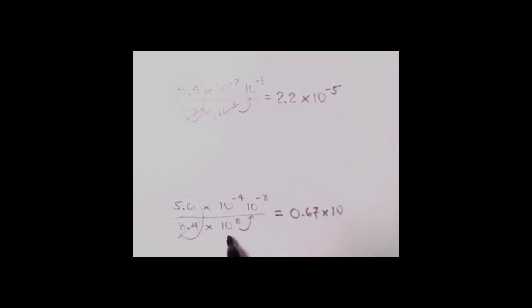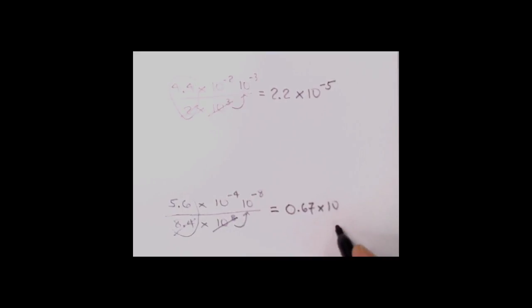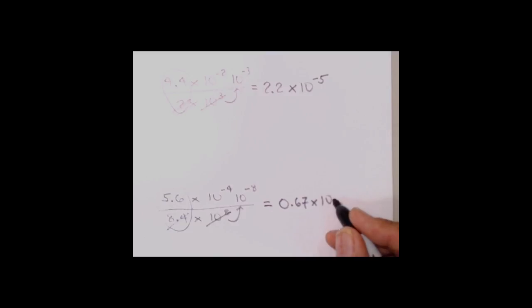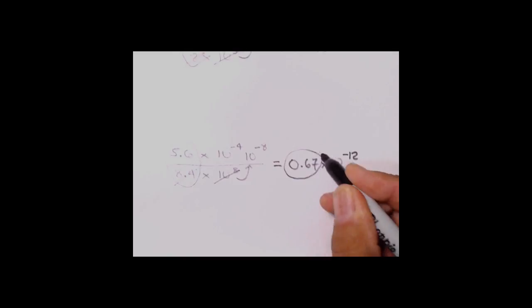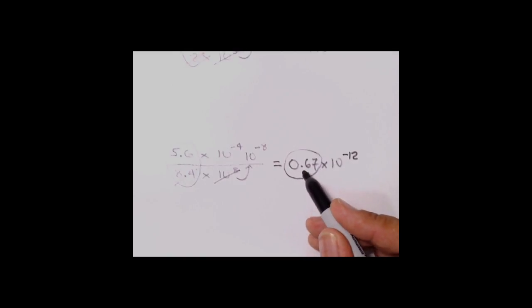Remember, we got to get rid of everybody downstairs. We divided the 8.4 into 5.6, but now we also have to get rid of the 10 to the plus 8. Goes up as 10 to the negative 8. So we end up with times 10 to the negative 4 and negative 8 is negative 12. Well, look what happened here. We don't quite have this one in proper form, do we? It has got a 0 digit in front.